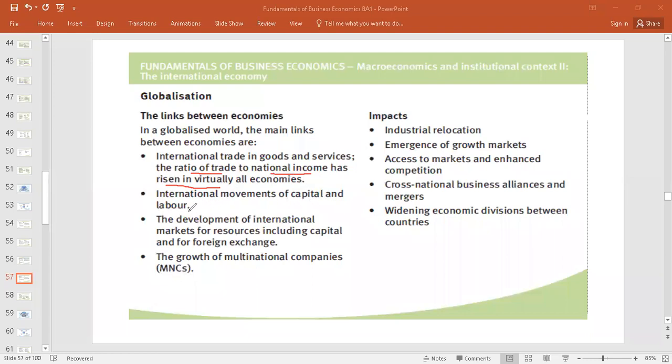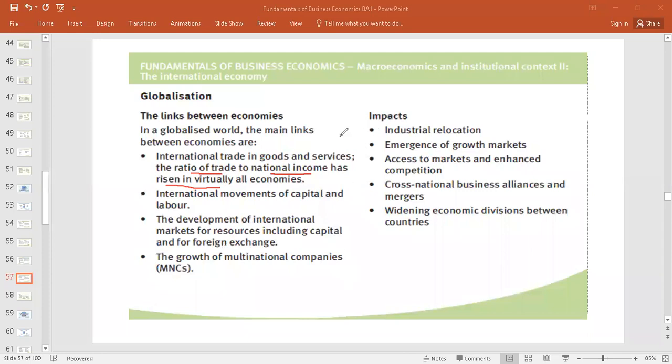International movements of capital and labor. Foreign players invest directly into the country, foreign direct investments. Then investors from the domestic market also take up investments in foreign countries. So there is international movement of capital and labor. The development of international markets for resources, including capital and foreign exchange. Then the growth of multinational companies.